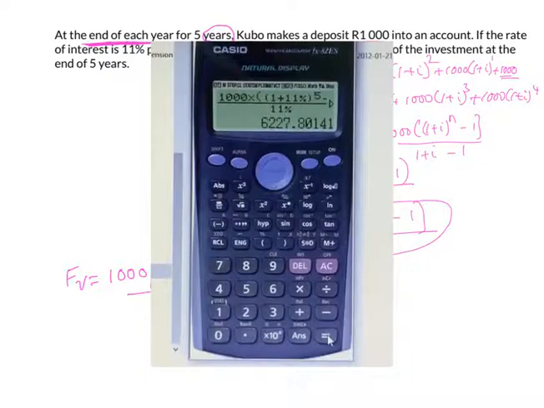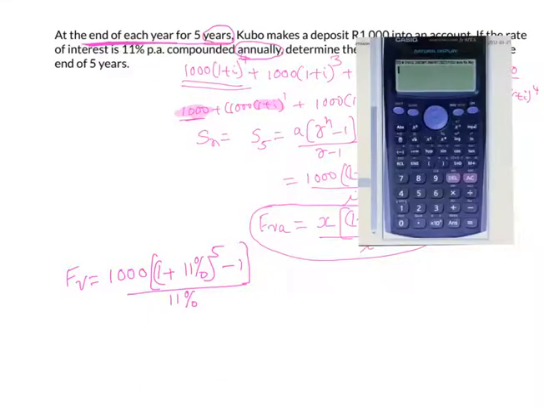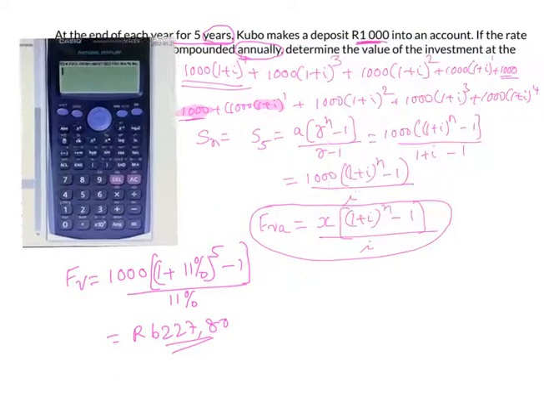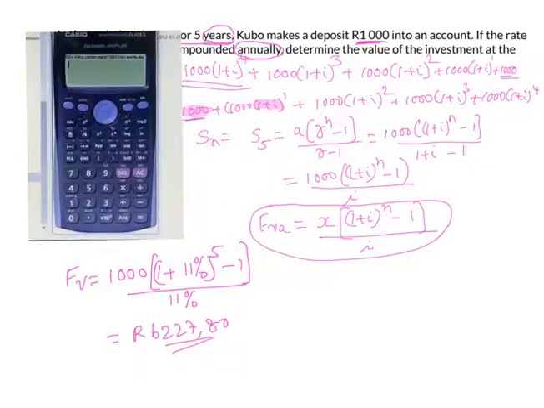And I get the value as 6227,80. So that is my future value, 6227,80. What I want to emphasize is that even if I calculate these values separately, I will still get 6227,80.